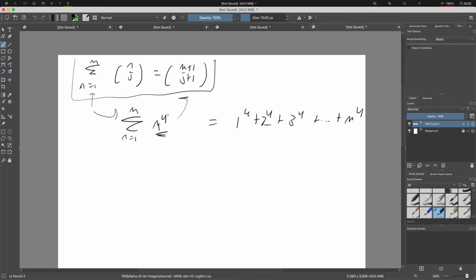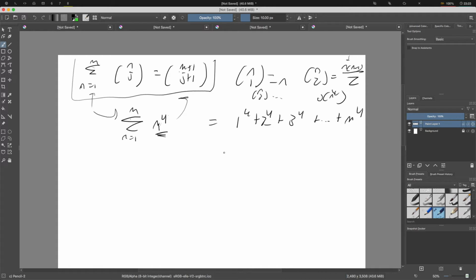We need to write n to the 4th in terms of n choose j. If we think about what these look like, n choose 1 is n, n choose 2 is n times n minus 1 over 2, and n choose 3 is something similar. But the point is that this is O of n squared.